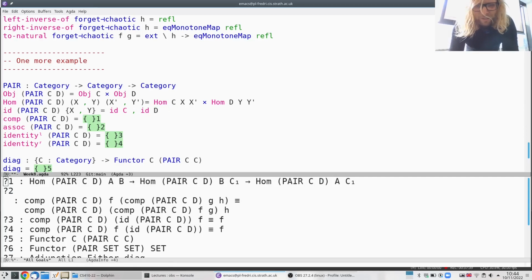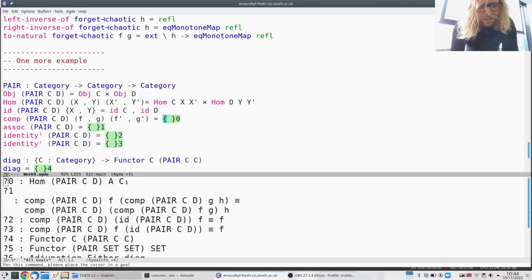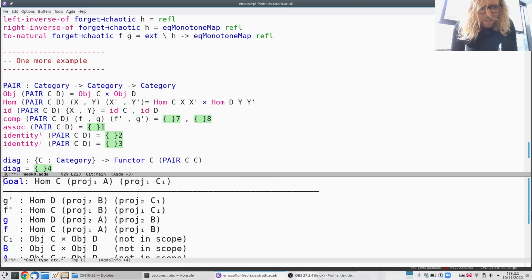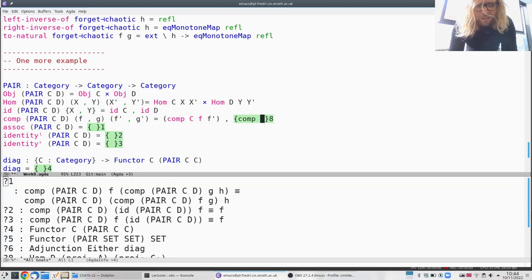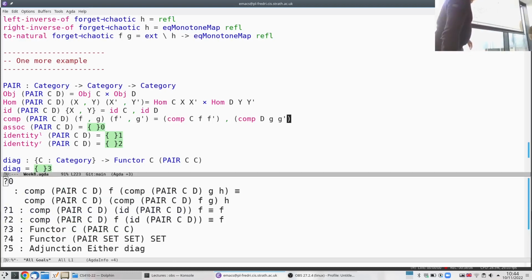And similarly, if I have a composition of two things, I'm just going to do things component by component. So if I compose in C f and f prime, that gives me what I want. And if I compose in D g and g prime, that gives me what I want. Right. So it's perhaps not so surprising. I'm just doing things in parallel, like Connor said.